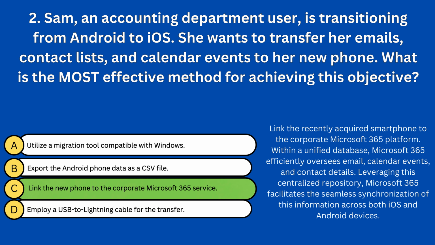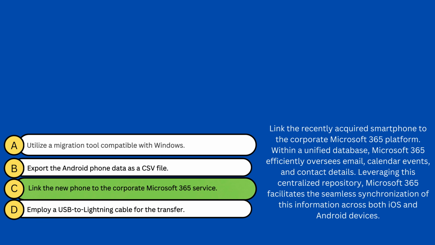Microsoft 365 platform. Within a unified database, Microsoft 365 efficiently oversees email, calendar events, and contact details. Leveraging this centralized repository, Microsoft 365 facilitates the seamless synchronization of this information across both iOS and Android devices.